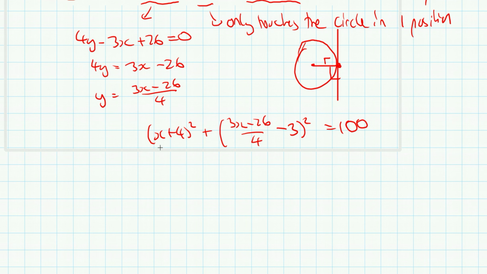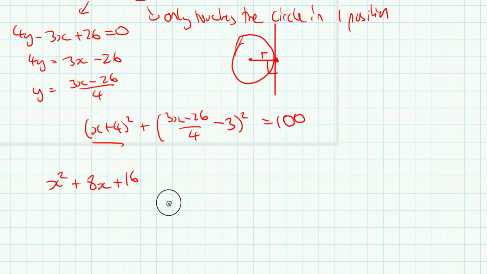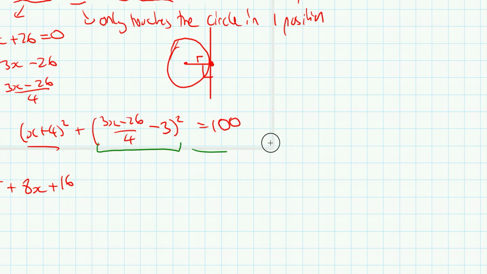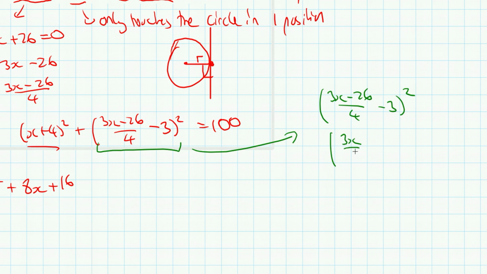So we'll start with the left hand side. We expand out (x plus 4) squared. So here we're going to get x squared plus 4x plus 4x, so plus 8x plus 16. And then on this side here, I'm going to take this separately and deal with this so I don't get it all confused. So ((3x minus 26) over 4 minus 3) squared. So this is going to be 3x over 4, and then minus 26 divided by 4, minus 3 is minus 9.5, which is minus 19 over 2, all squared.